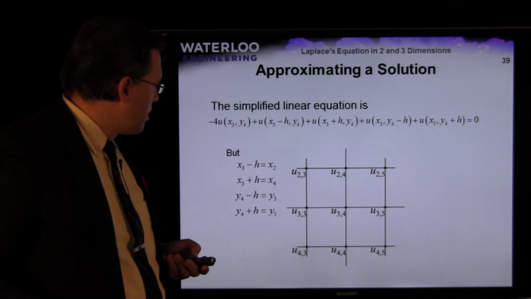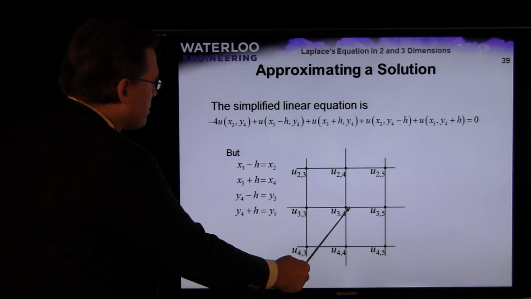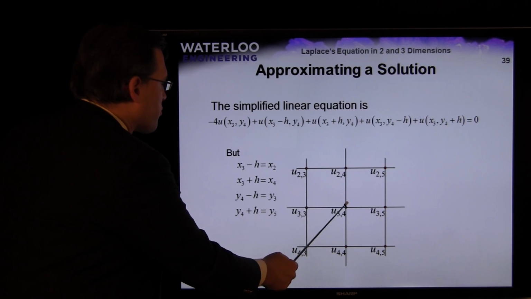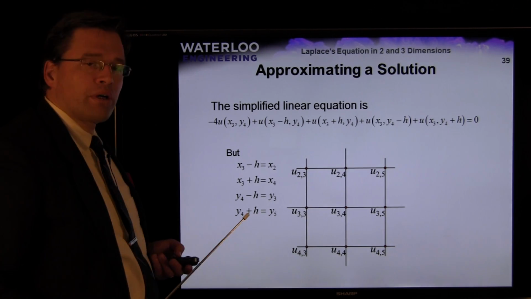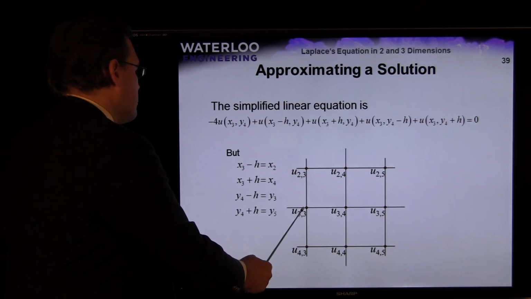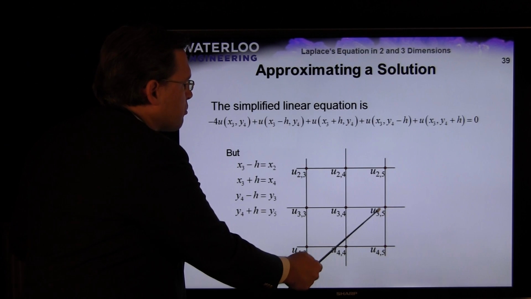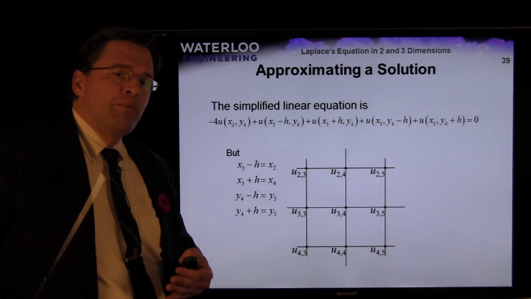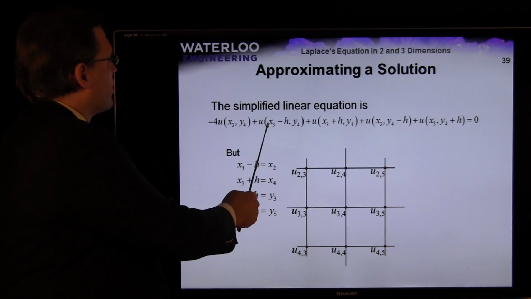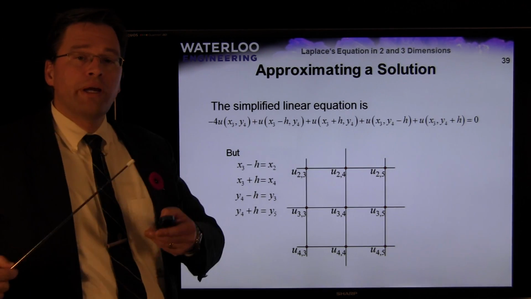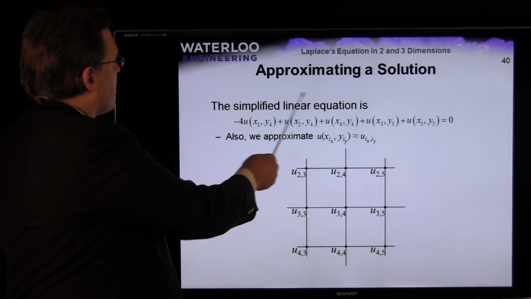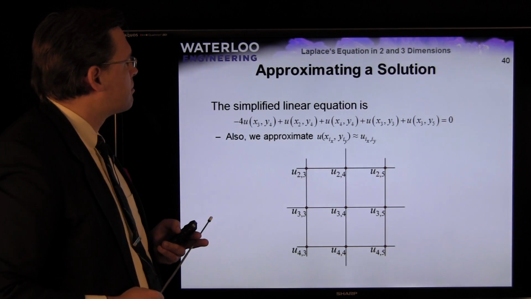How do we deal with those? Well, remember that x3 minus h is x2, x3 plus h is x4, y4 minus h is y3, y4 plus h is y5. We can substitute all of them into that equation. So let's replace x3 minus h with x2 and so on. So therefore, there's our simplification.